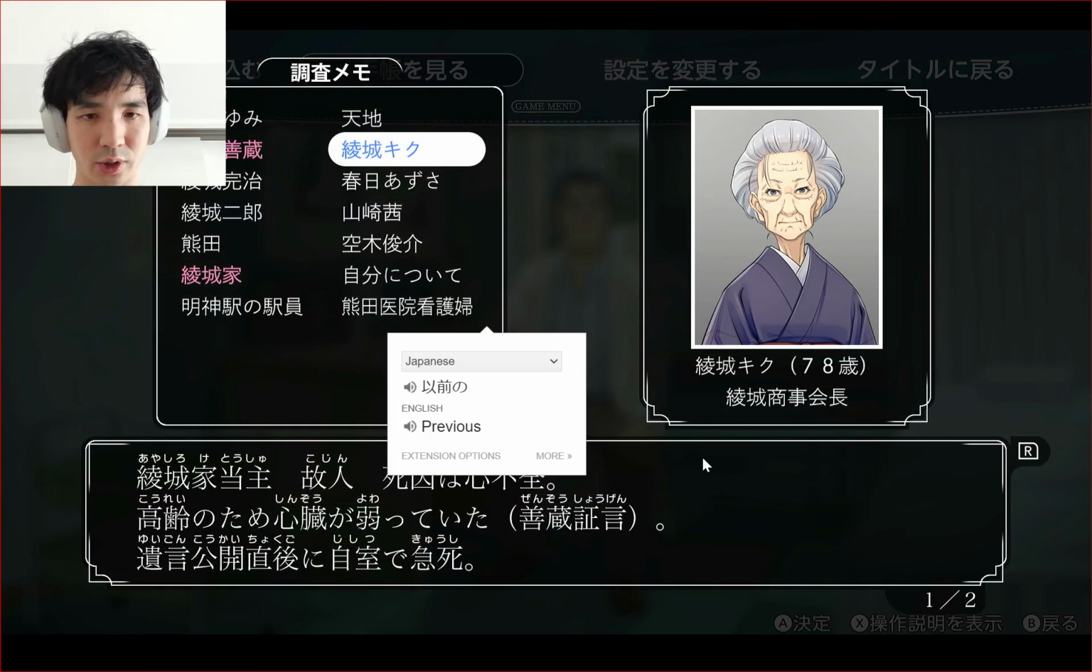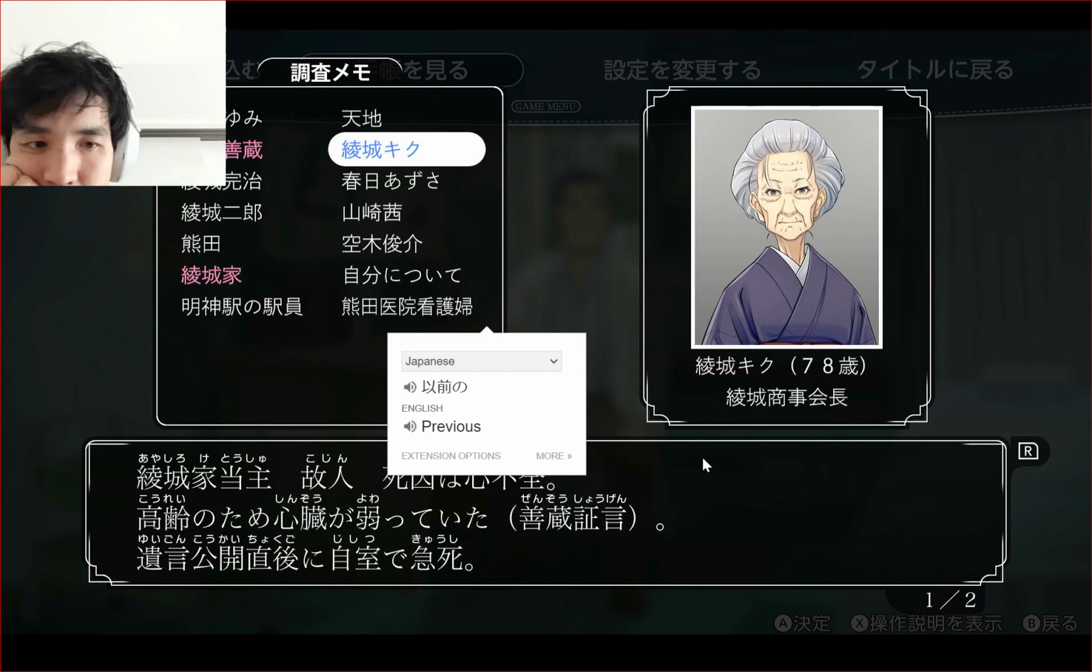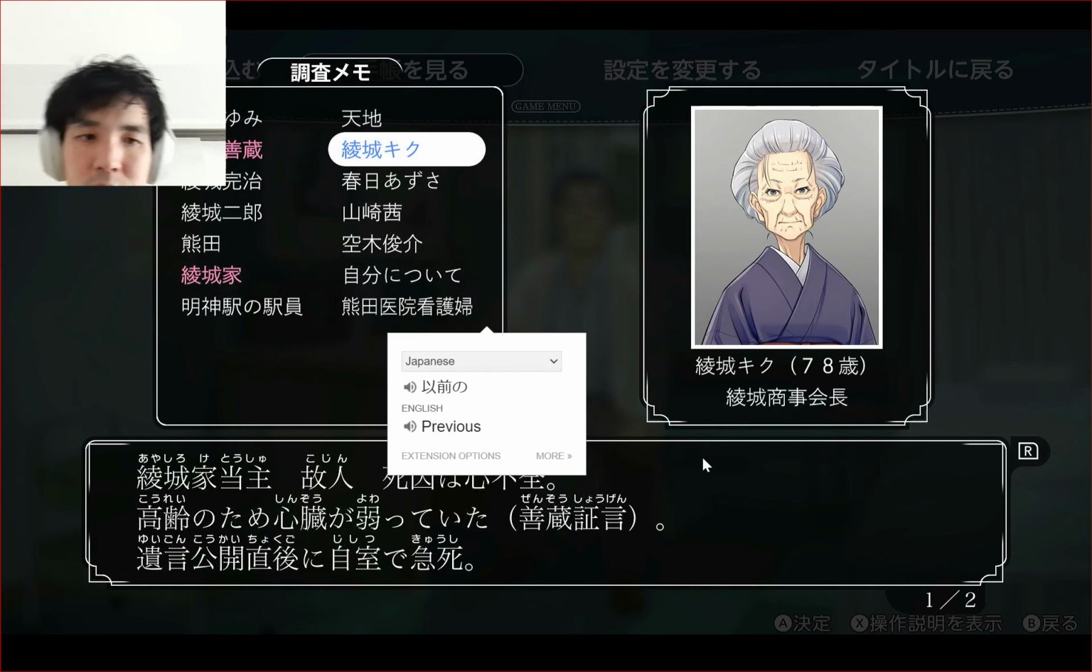Toshu Gojin shin wa shinfuzen. Ore no tame shinzo ka yowatteta. Shinzo. So his heart condition, yowatteta, weak. Senzo Shogun. Oh, this is Senzo.